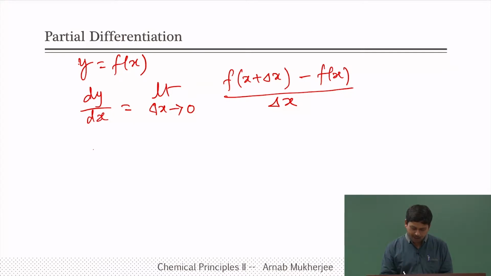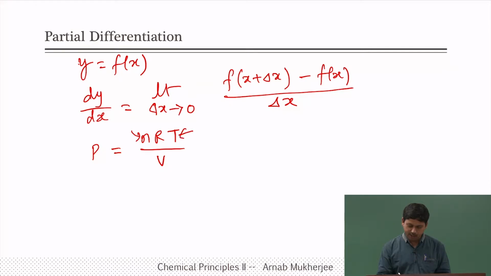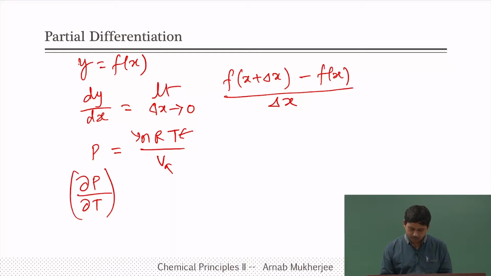Now let us talk about pressure for an ideal gas system. Pressure can be written as nRT by V, right. So here you can see that it depends on n, R, T and V; R is a constant, so three variables, right. Now let us say I want to calculate how this particular function changes with respect to temperature, but there are other 2 variables on which it depends. Pressure depends on 3 variables, n, T and V, and we want to see how it changes with respect to just one variable, T.